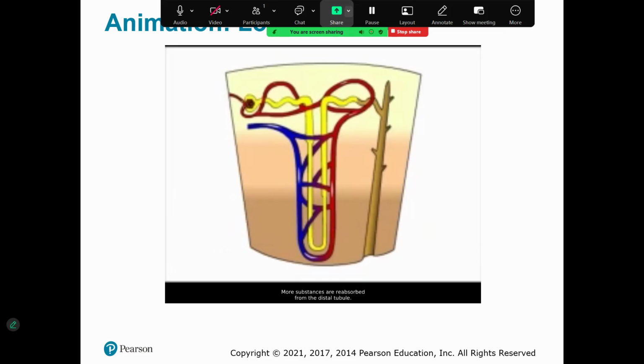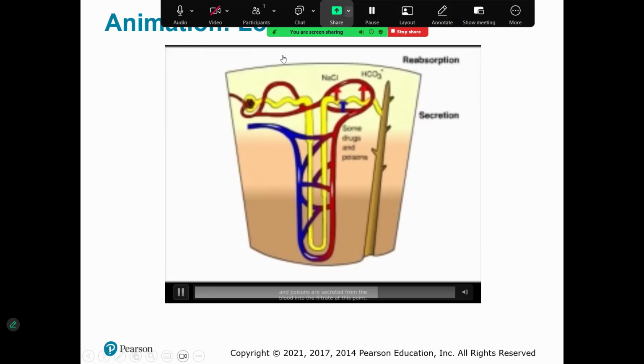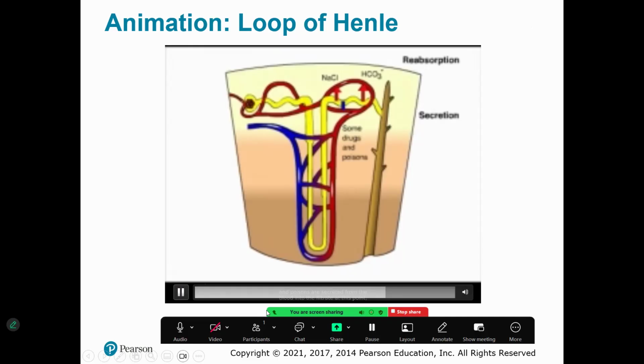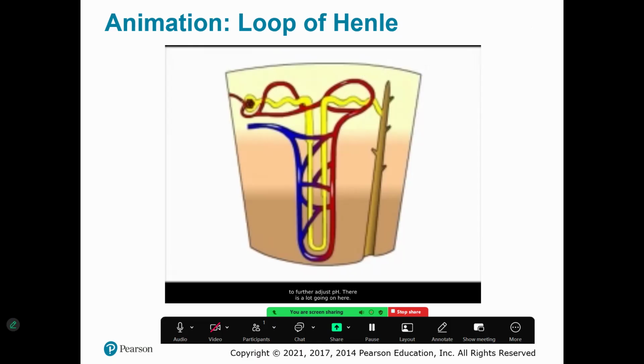More substances are reabsorbed from the distal tubule. Sodium chloride is actively transported out of the filtrate. Bicarbonate ions may be reabsorbed too, helping to regulate body pH. Some drugs and poisons are secreted from the blood into the filtrate at this point. And this is another place where hydrogen ions may also be secreted into the filtrate to further adjust pH. There is a lot going on here. The main point is that the nephron is able to expel unneeded or harmful substances from the blood by filtration and secretion into the filtrate, and the nephron can reabsorb substances useful to the body.